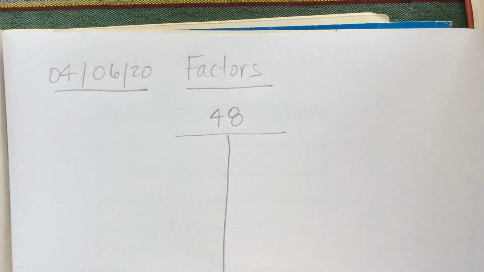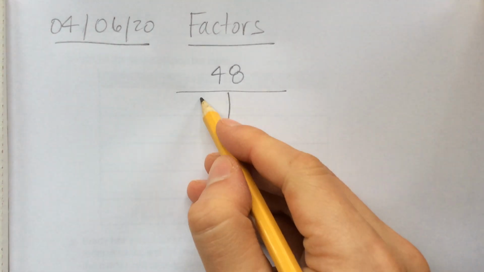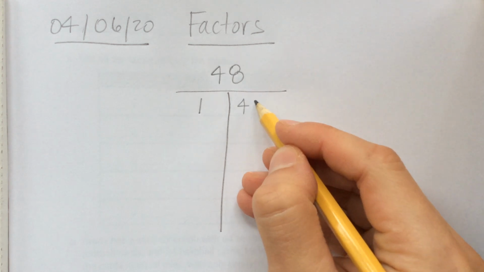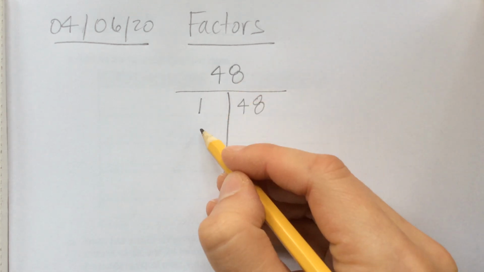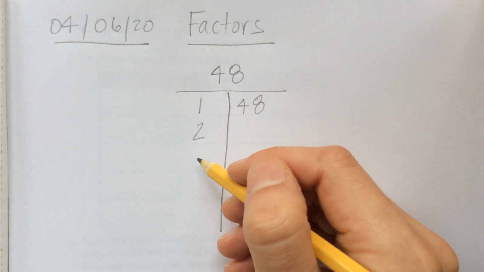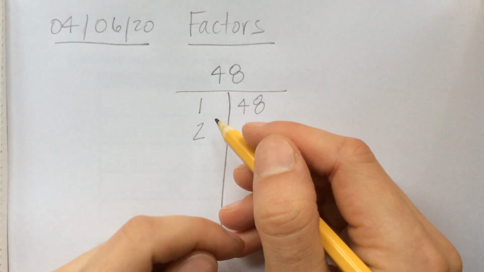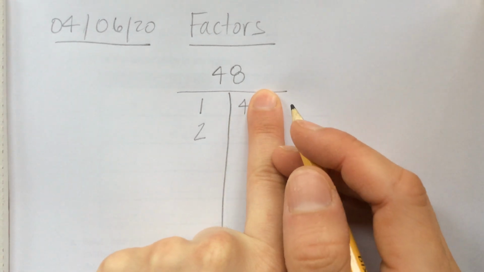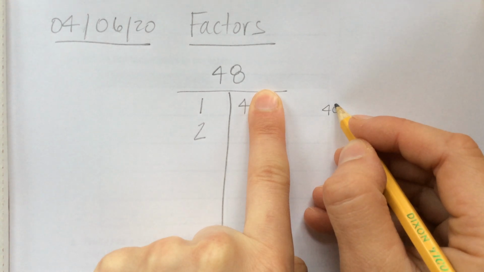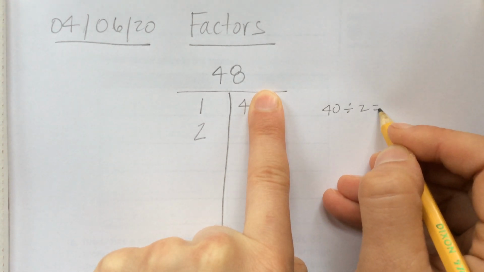48. We'll make this little table-y thing. And you ask yourself, 1 times what is 48? 1 times 48 is 48. 2 times what is 48? Now, that's a hard one. I would start with doubles of maybe breaking down the 10s, 40s. So 40 divided by 2 equals what?